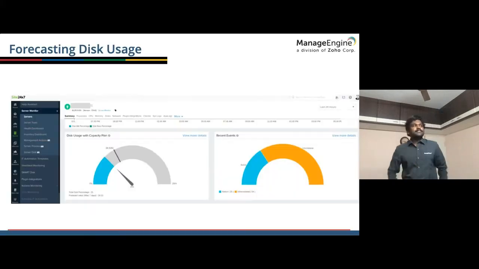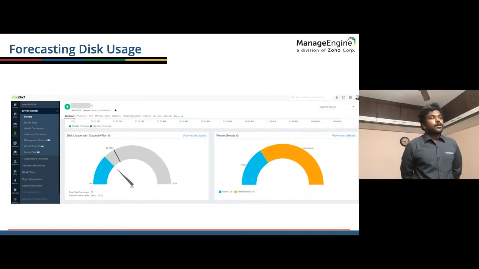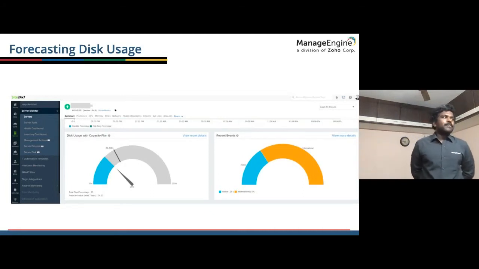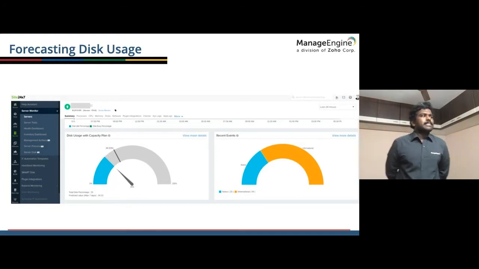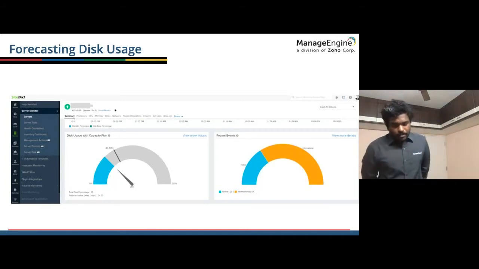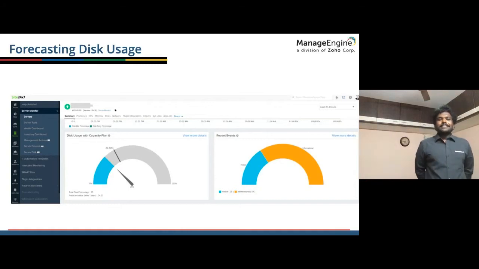Okay. So this is a screenshot from Site 24/7, the network and product monitoring suite, which is available on demand. You can see that here we are forecasting disk usage, and we see when the disk will reach some 35% capacity, and we can also see that it is happening after 7 days.